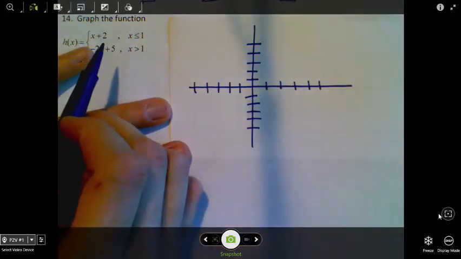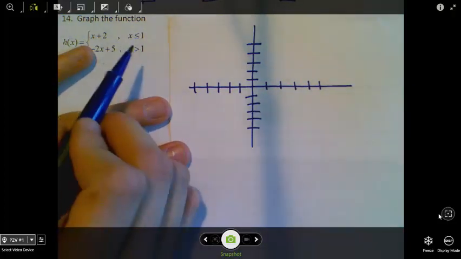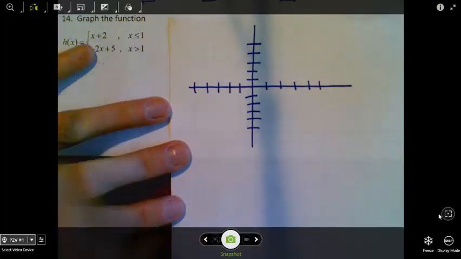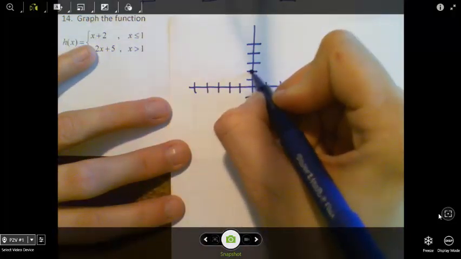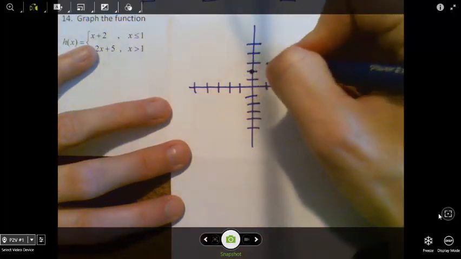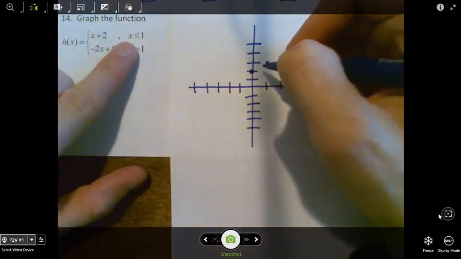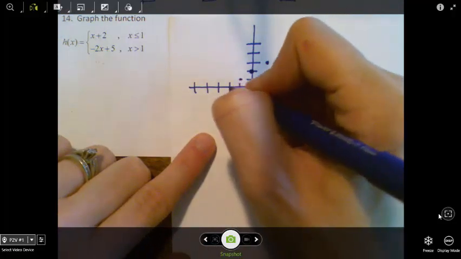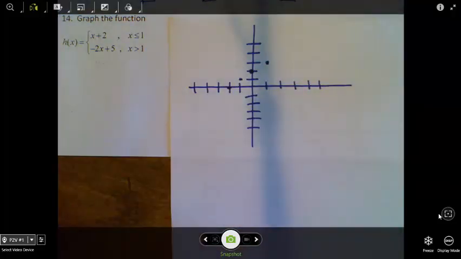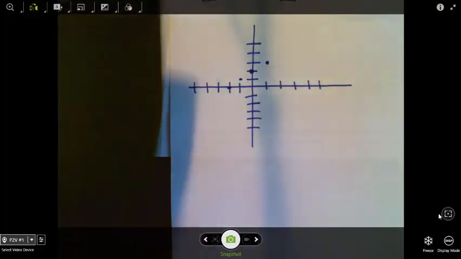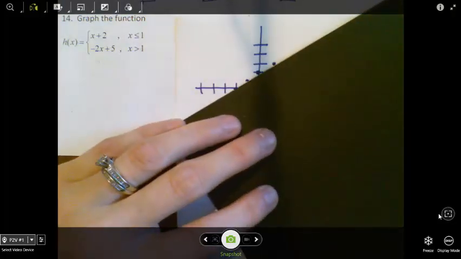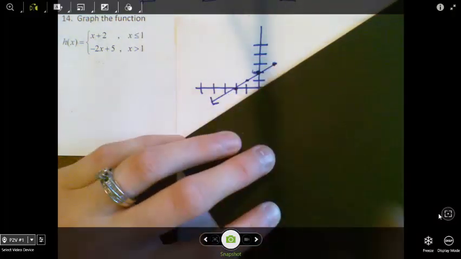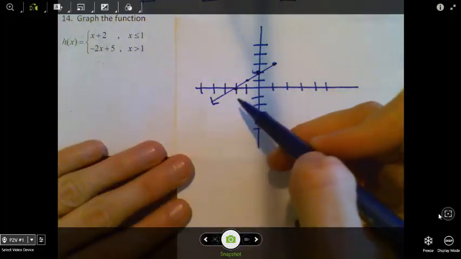This first piece, x plus 2, we use that function when x is less than or equal to 1. So let's start off by trying to graph this line. X plus 2, the y-intercept is 2, and the slope is 1. We go up 1 over 1. I use this piece when x is less than or equal to 1. So I don't need to go any further to the right. I really need to go further to the left. So I'm going to draw a couple other points out this way and connect them with my straight edge, and be careful to not keep going forever to the right because we only use this piece when x is less than or equal to 1.